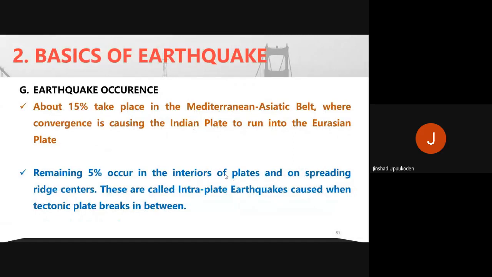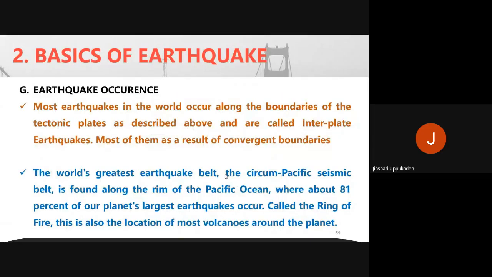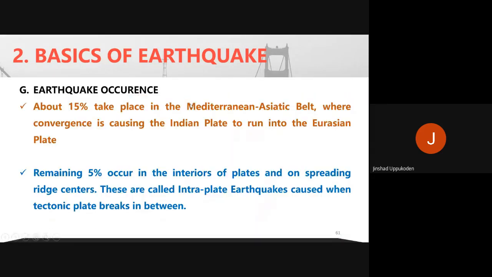A great part. I think I know the result. About 81% of the Earth's largest earthquakes. Hence, if you take only the largest earthquakes, maybe above Richter scale 7 or above 6, almost 80% of them will be around this Ring of Fire, and the rest 15% will be around the Mediterranean-Asian belt.